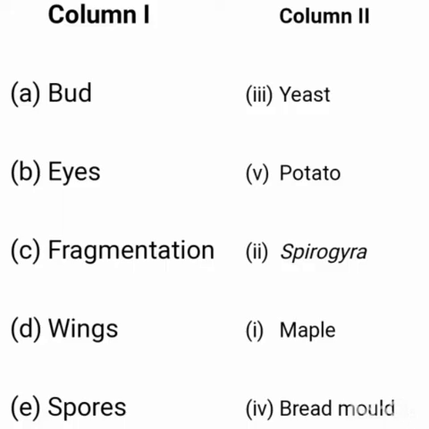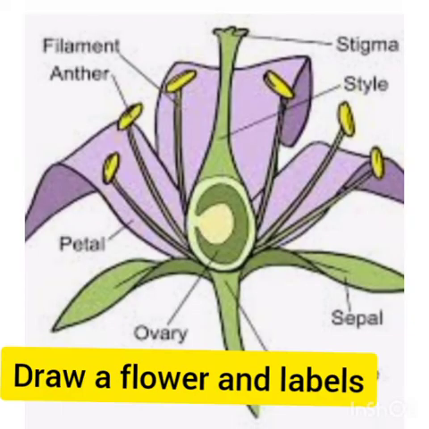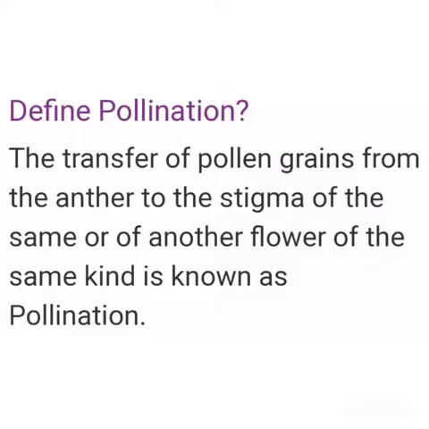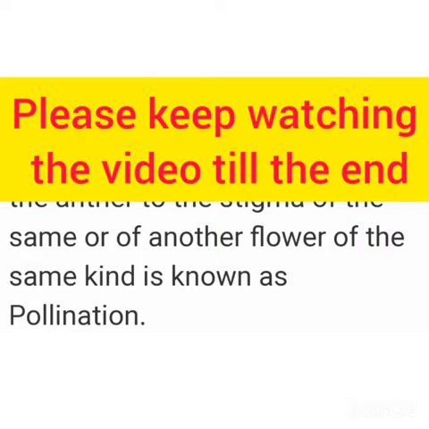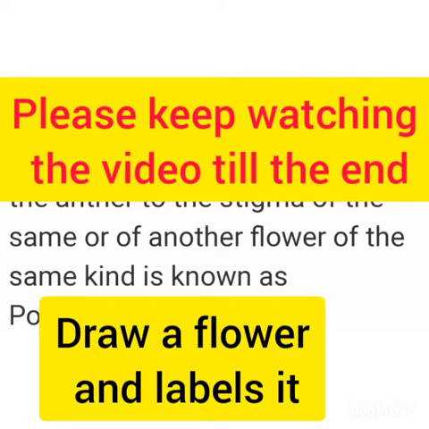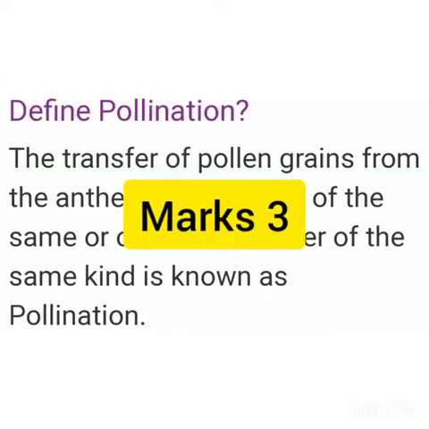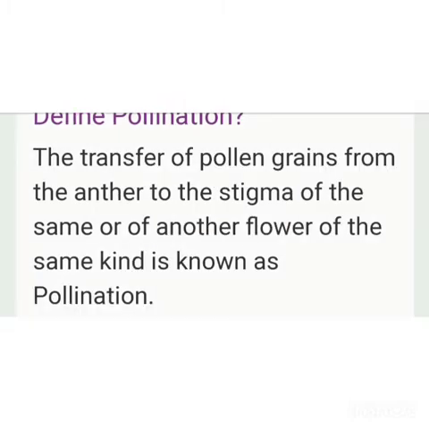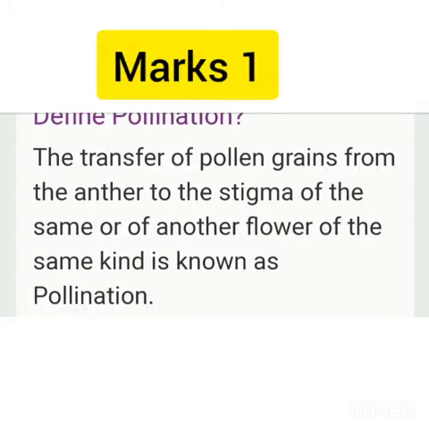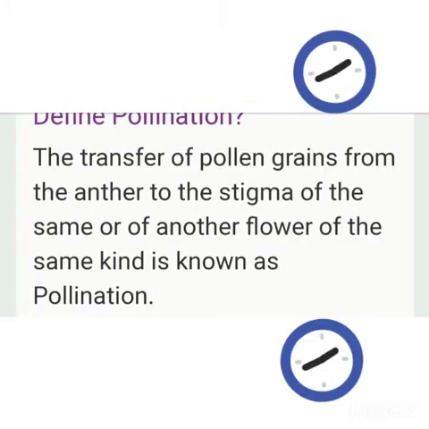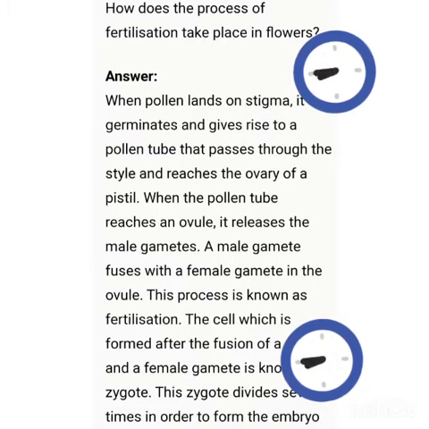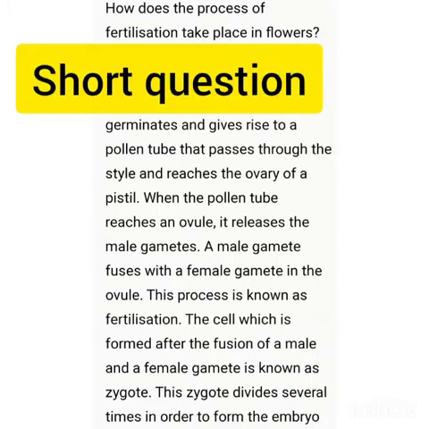The flower, and label it, and this is most important. Next, define pollination. The transfer of pollen grain from anther to the stigma of the same or of another flower of the same kind is known as pollination. So this is your answer. This may come for 1 mark. Okay, so be careful, all of you.